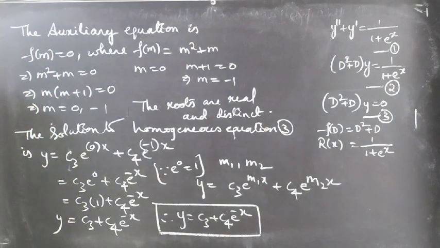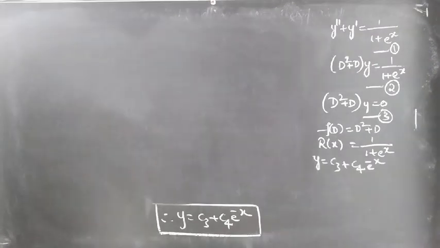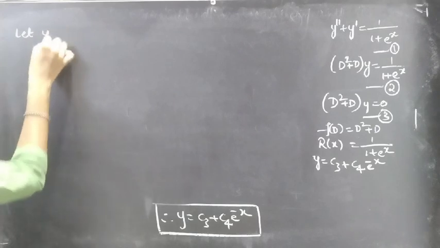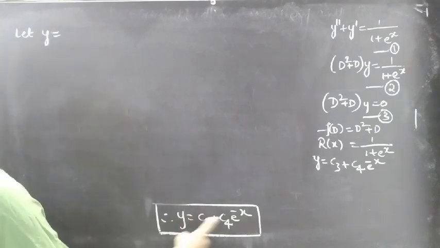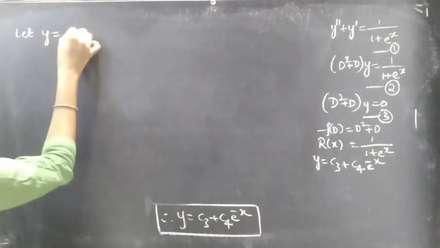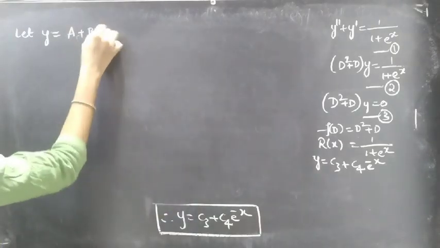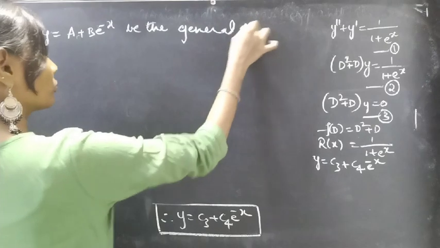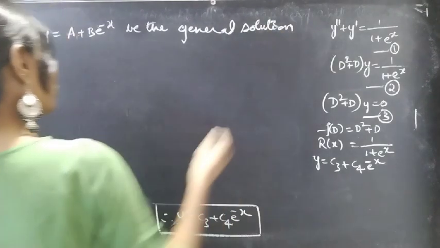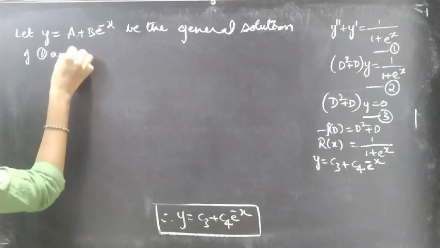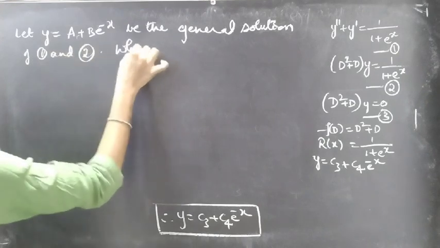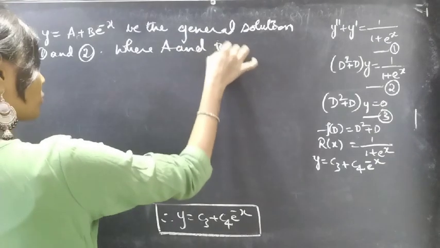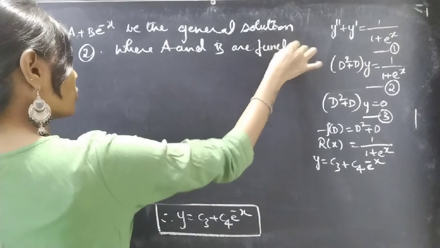Now using this solution, we'll write the general solution of 1 and 2 just by replacing the parameters with some functions of x. Let y equal to, replace the constants or parameters with functions of x, a and b. We'll get y equal to a plus b e power minus x, be the general solution of 1 and 2, where a and b are functions of x, right?